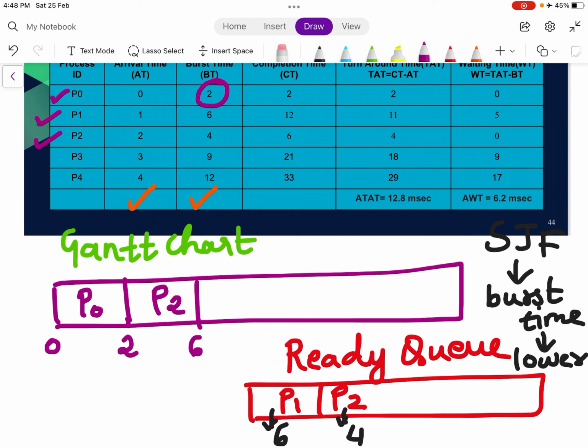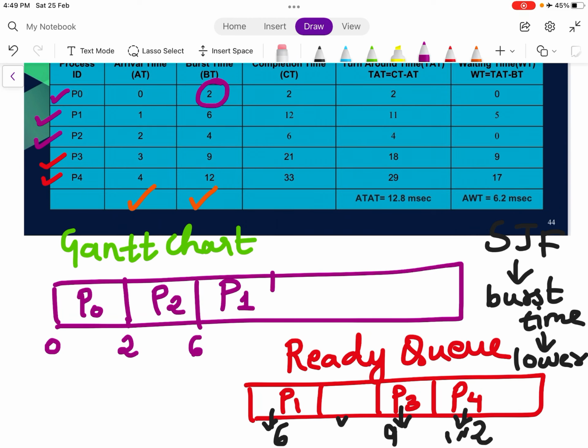Now the time is 6. So the processes which have their arrival time less than or equal to 6 will arrive. So P3 and P4 will also arrive in the ready queue. P3 will arrive, P4 will arrive, and P2 will not be in the ready queue now. Now amongst P1, P3 and P4, the one with the lowest burst time will be allocated to the CPU. P3 has a burst time of 9 units, P4 has 12. So the lowest burst time is P1. So P1 will be allocated to the CPU.